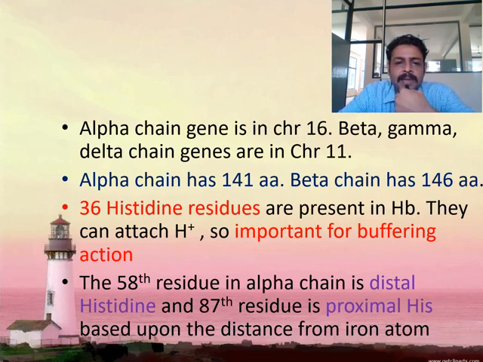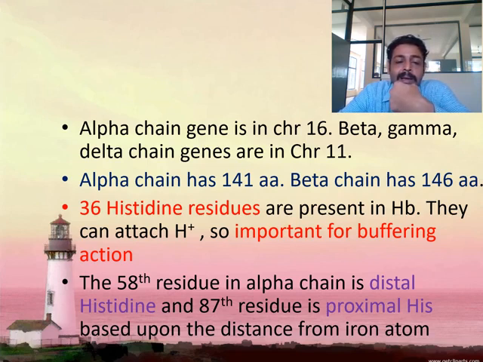Alpha chain is present in chromosome 16 and beta, gamma, delta are present in chromosome 11. Alpha chain has 141 amino acids, beta chain has 146. There are totally 36 histidine amino acids present in hemoglobin. It's very important because histidine can attach one H plus atom. H plus is nothing but a proton, also called an acid. So it's important for buffering action. So hemoglobin is a great buffer.